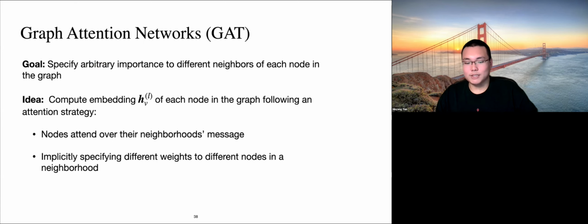So the goal of GAT is to specify arbitrary importance to different neighbors of each node in the graph. The idea is that we compute embedding h_v^l of each node in the graph following an attention strategy. Nodes attend over their neighborhood's message. By attend, I mean give different importance to them. They're going to implicitly specify different weights to different nodes in a neighborhood.